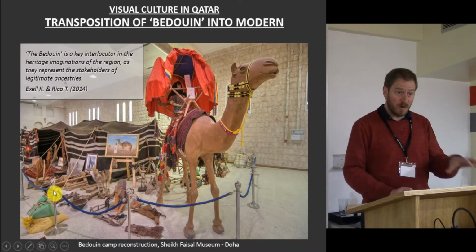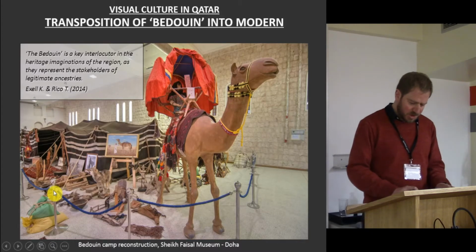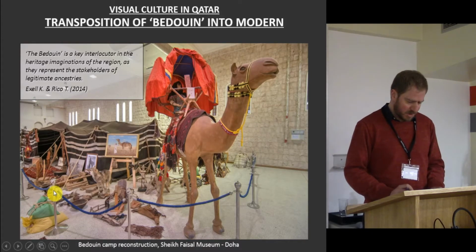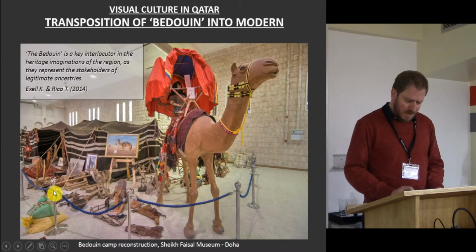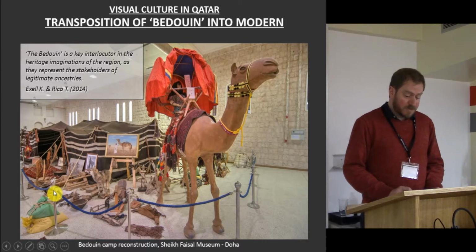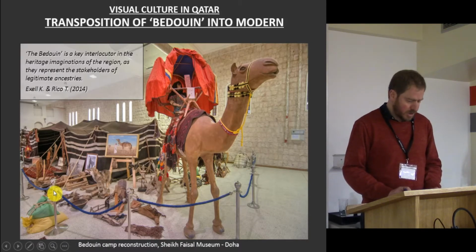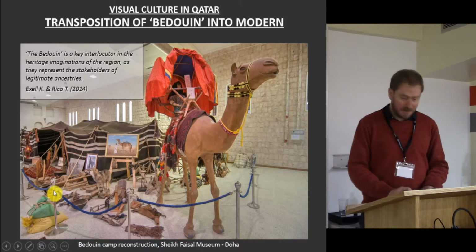I apologise for the slightly long quote, but it does convey quite a lot of what we were thinking. They say, a national heritage industry has emerged as a result of a need to perform uniquely Arabian cultural expression. Performances presented in the emerging academic literature as forming part of invented traditions, aimed at embedding authenticity in the modern nation state. Ethnographically informed work has focused, for example, on the revival of authentic regional practices such as camel racing and poetry, falconry and pearl diving, as well as performances of dance, music and storytelling. So the Bedouin is a key interlocutor in the heritage imaginations of the region, as they represent the stakeholders of legitimate ancestries through the heritage representation of the Bedouin as a single group from the past ignores tribal and ethnic differences.